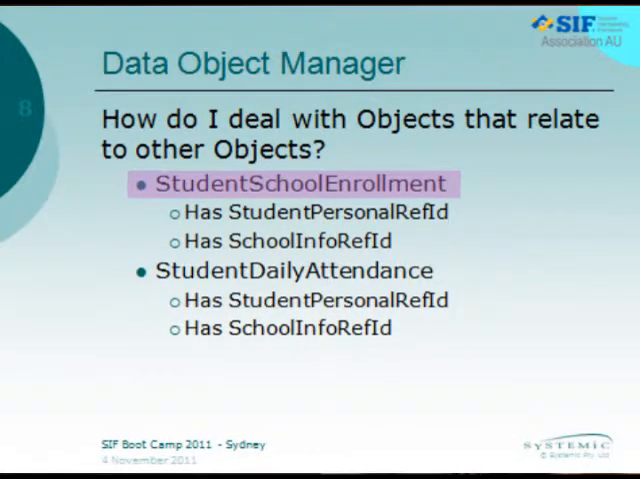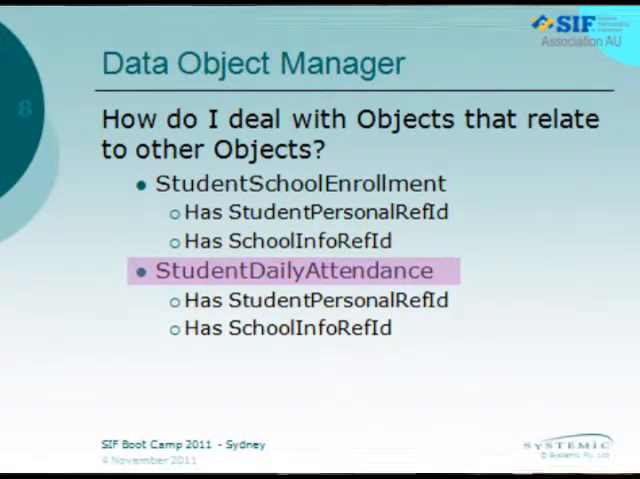The enrollment has a student ID and a school ID, ref ID to be correct. A daily attendance is another object with exactly the same problem. What are you going to do then? Or do you have to do anything? Or is that just fine?